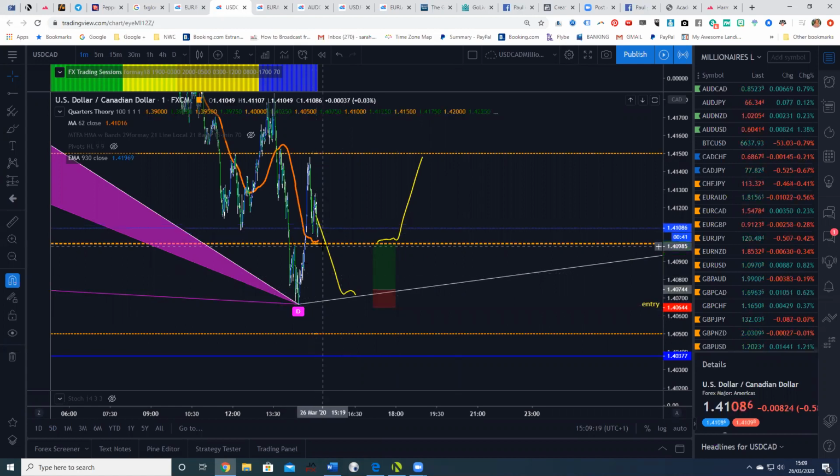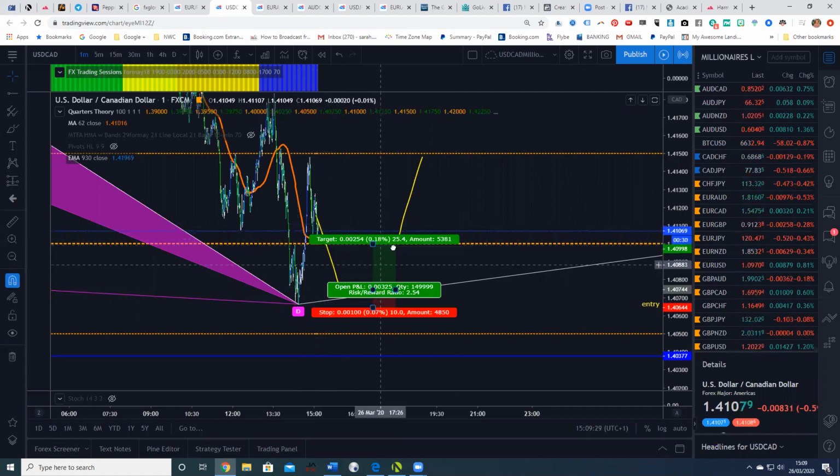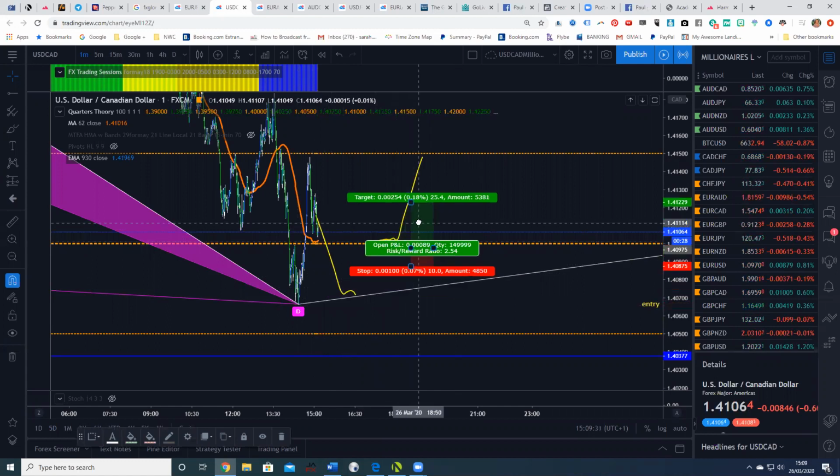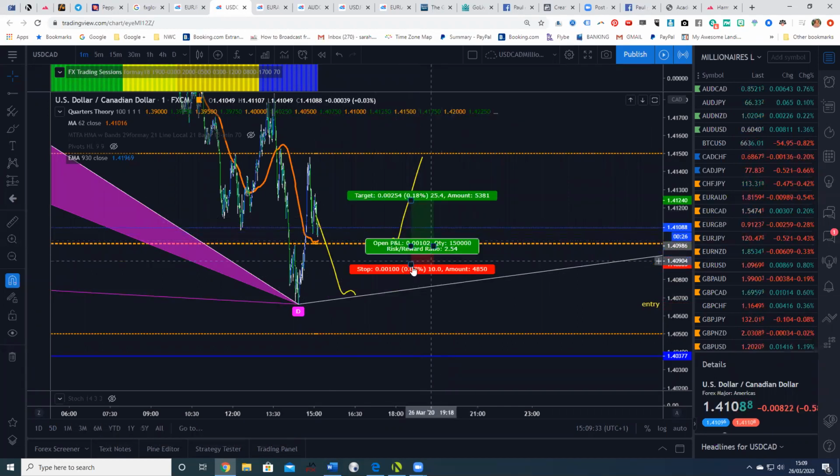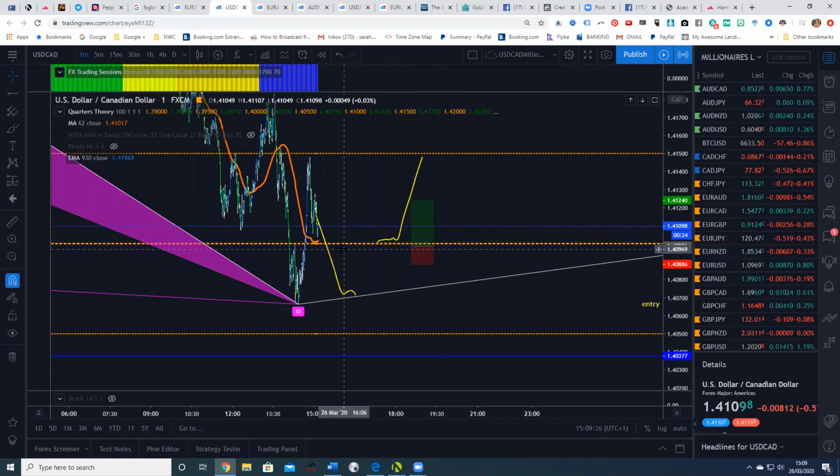Yeah, I mean, price may reject off this. You can see the 62 turning and I'm on the 1 minute. It may not come back down here, so if it's going to break and retest off this quarter theory line, then take the trade off here, because it is a big scan, so it may well not come back down to there.